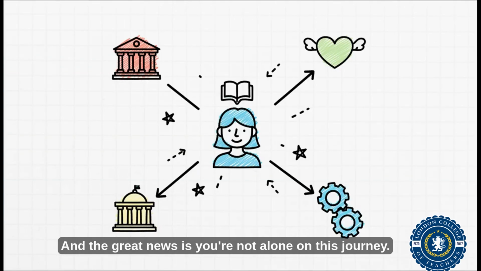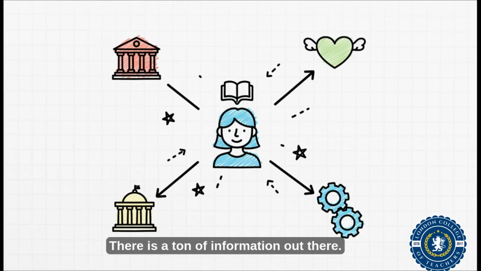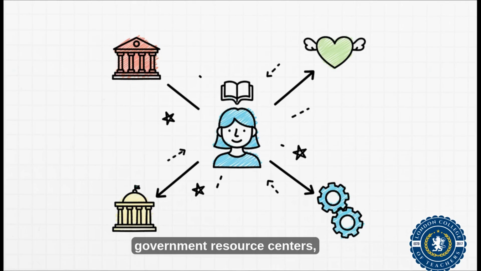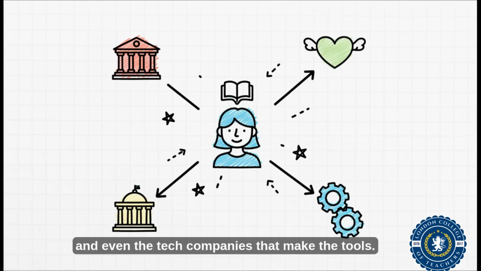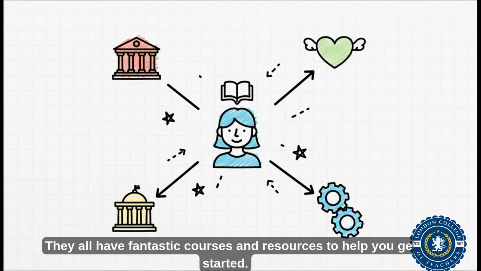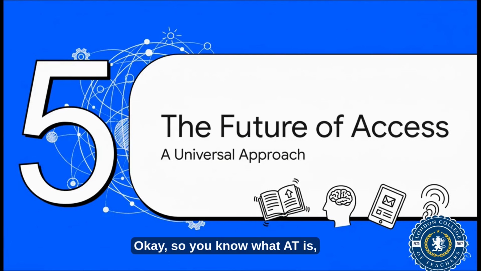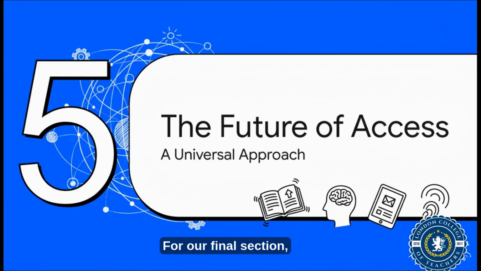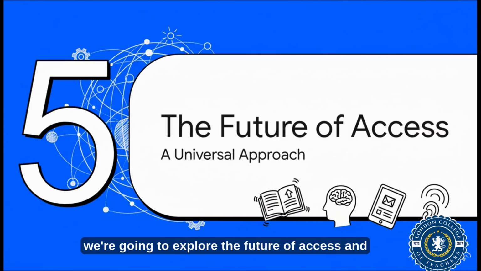And the great news is you are not alone on this journey. There is a ton of information out there. University special ed programs, nonprofits that are totally dedicated to accessibility, government resource centers, and even the tech companies that make the tools. They all have fantastic courses and resources to help you get started. Okay, so you know what AT is and you know how to get started. Now let's just pull the camera back a bit and look at the biggest picture. For our final section, we're going to explore the future of access and what the ultimate goal of all this work really is.